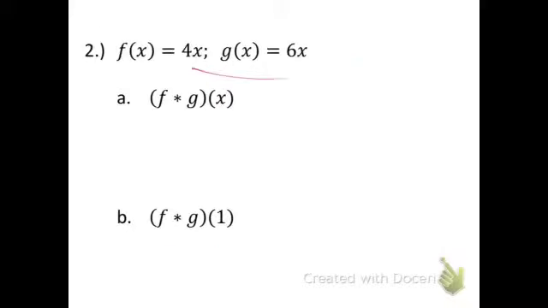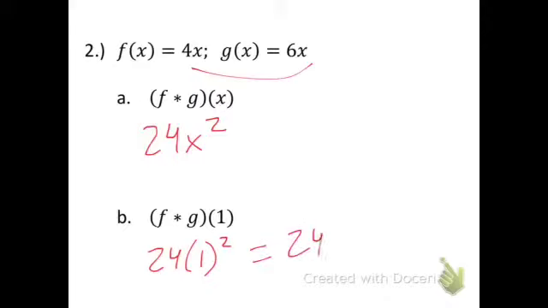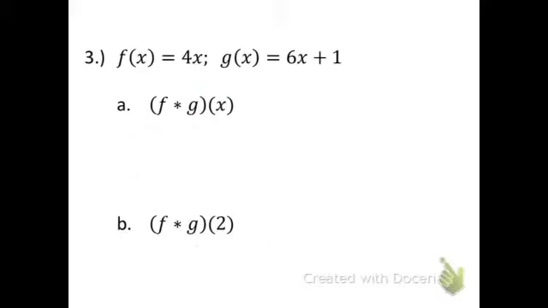On 2, again, just multiply together. 6 times 4 is 24. X times x is x squared. Take 1, put it in for x. So you can get 24 times 1 squared. Well, 1 squared is just 1, and 24 times 1 is just 24. So there you go, two answers there.